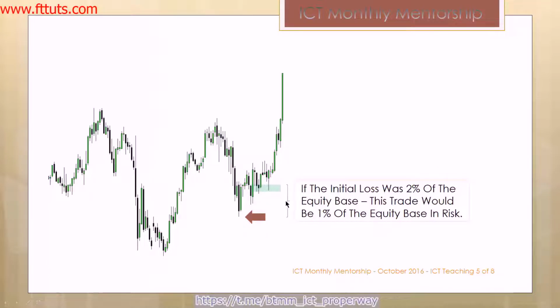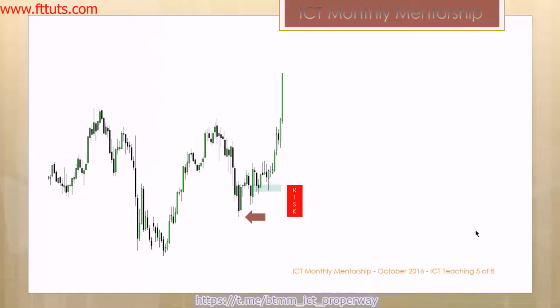This is our total risk. Stop below the order block. Main thing is we're using half of the leverage and position size that we used on the initial loss. So we're defining our trade with this in terms of the risk.